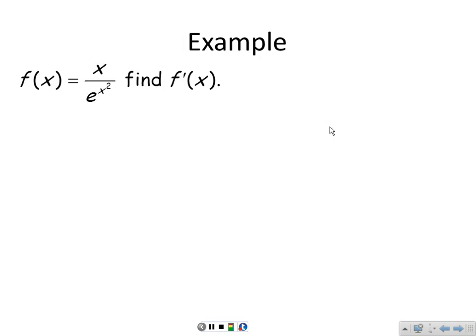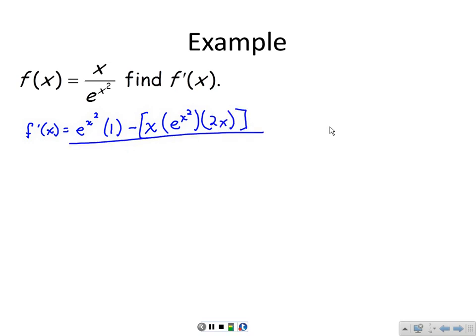Alright, so for this problem, this again is going to be a quotient, and so we will do the quotient rule. And so the derivative is going to be low times the derivative of the high, which is just going to be 1, minus high times the derivative of the low. And just remember, the derivative of e^u is e^u times the derivative of u, which is x squared, so that's going to be 2x, all over low.